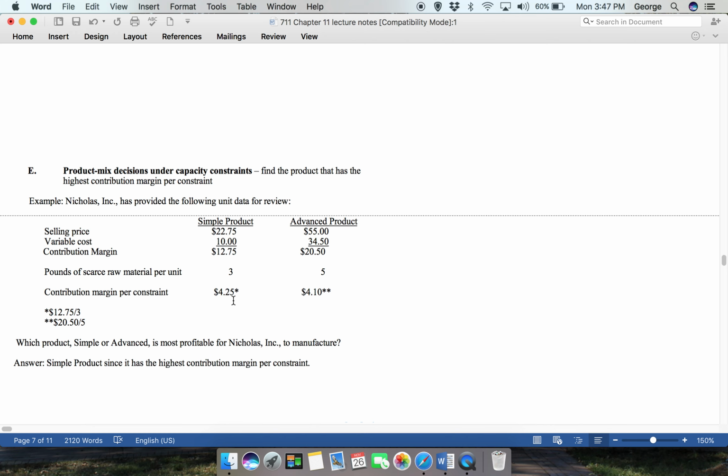I'm going to make as many of those as possible until I run out. If I have any materials left over, then I'll go ahead and use them on the advanced product. But if I've got a shortage of raw materials, I'm going to make the simple product first because the contribution margin per constraint is higher with the simple product.